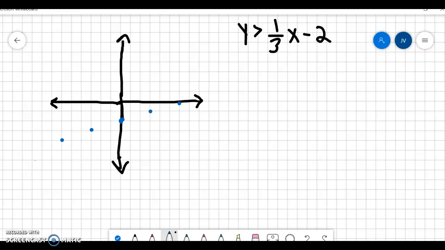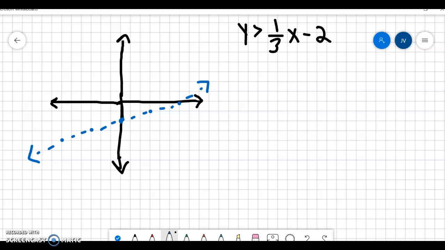And in this situation, we have a greater than sign. So we're going to go ahead and plot our dots. And there's our line. Now, an inequality, as you know, has infinite solutions.